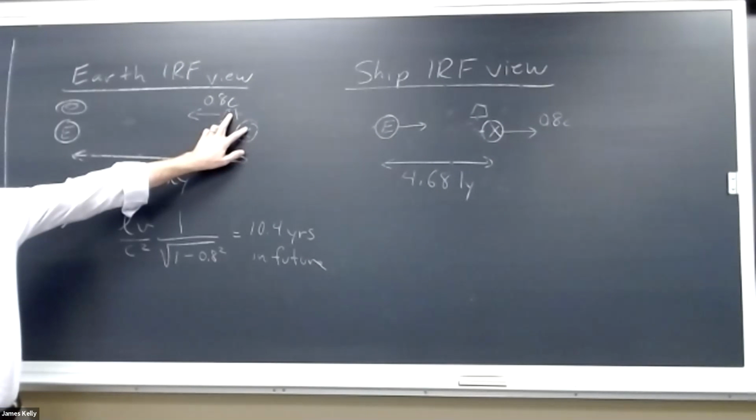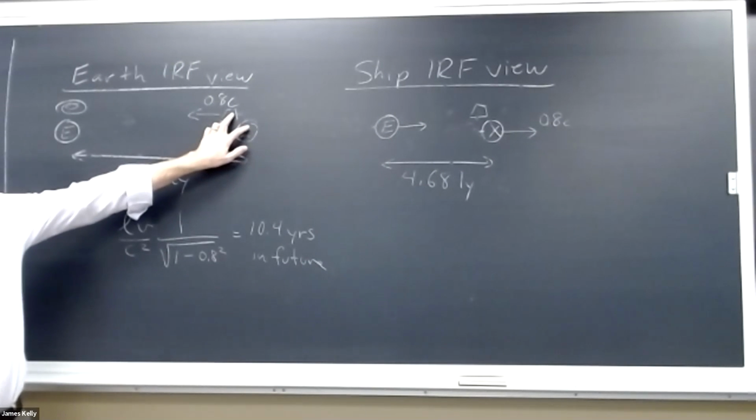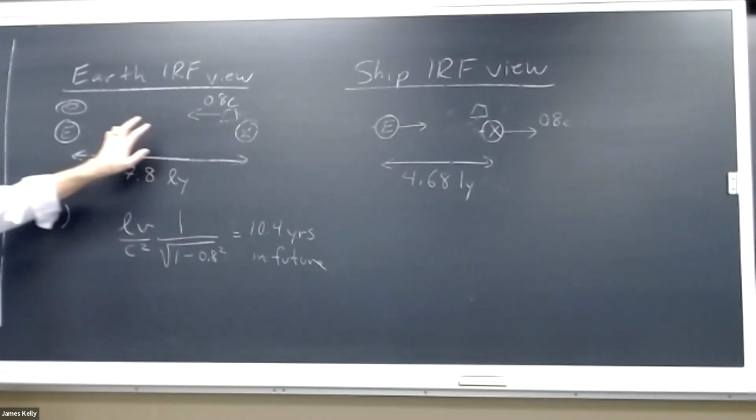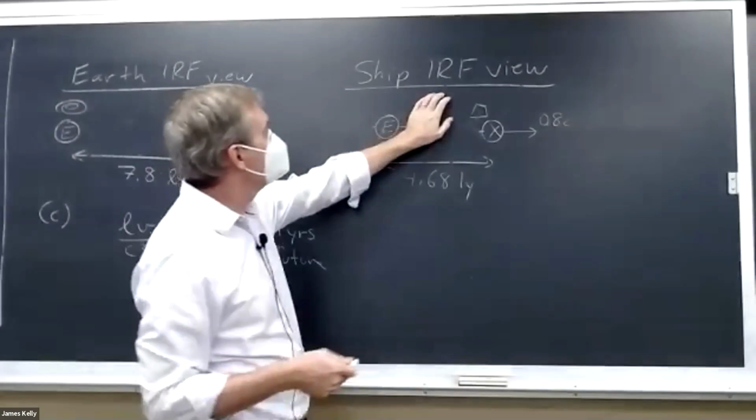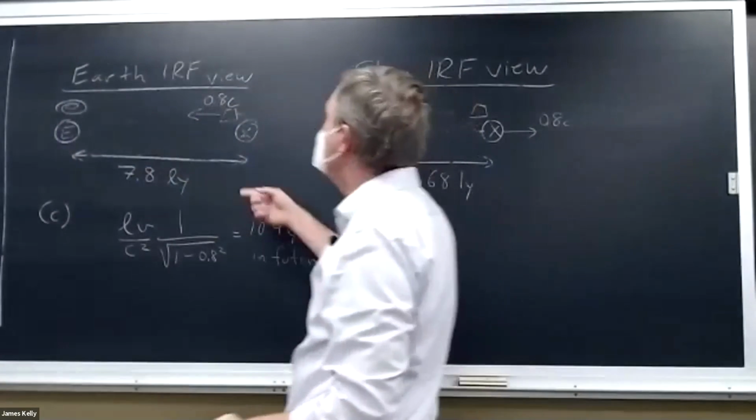So in the Earth's assessment, that event of them leaving was the same event as them arriving because they just immediately left. In the Earth's assessment, this hurricane is still simultaneous with them, okay? It won't be simultaneous from the ship IRF's point of view. Which one's going to be first?